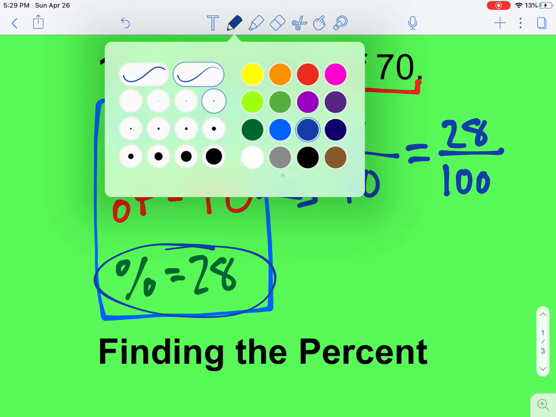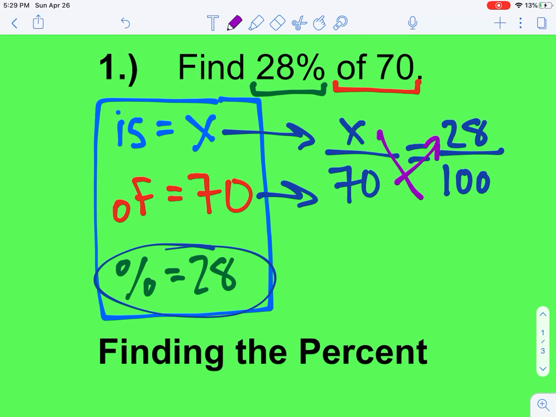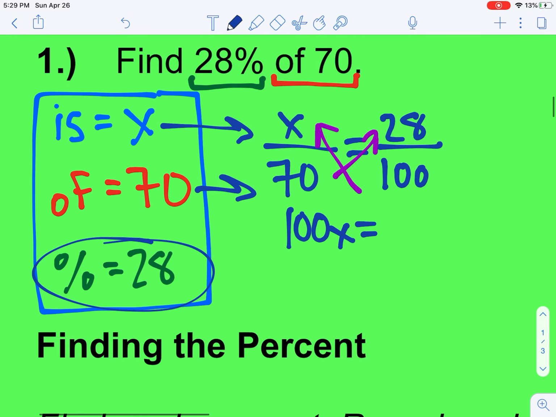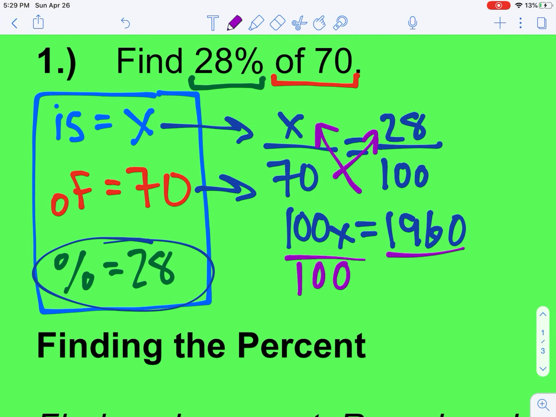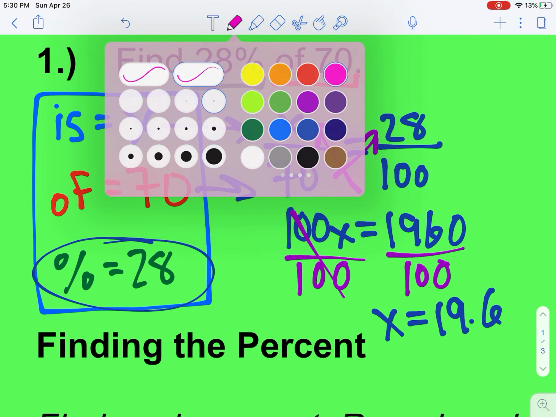Now that my proportion is set up, I can cross multiply and divide. So 100 times x is 100x, and 70 times 28 is 1,960. I divide by 100 on both sides. Those 100s cancel out, and x equals 19.6, or 19 and 6/10.